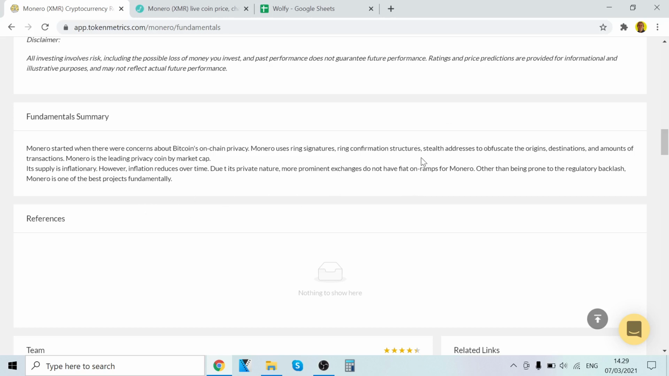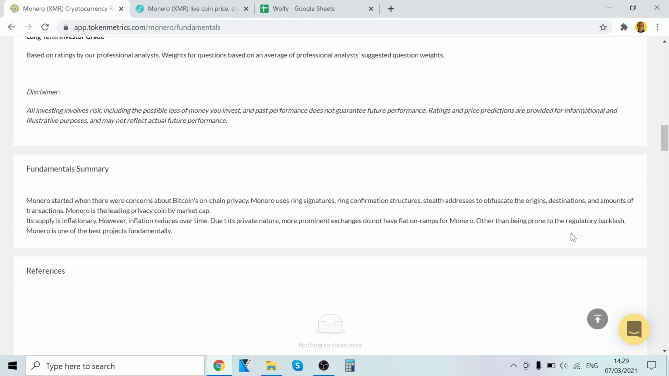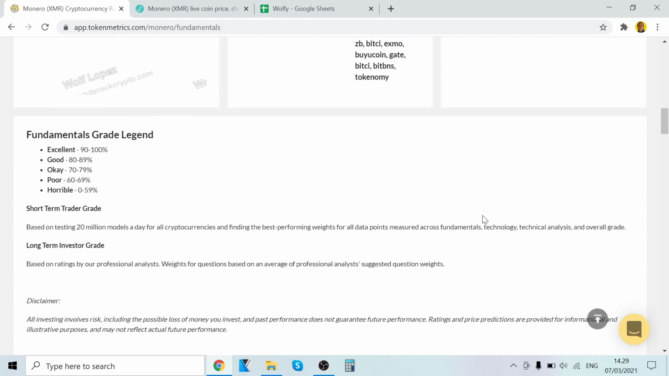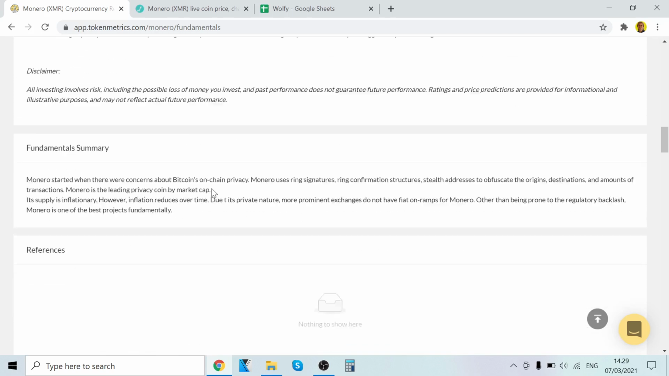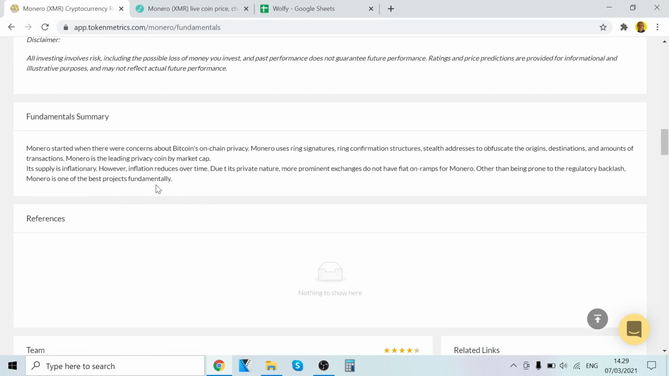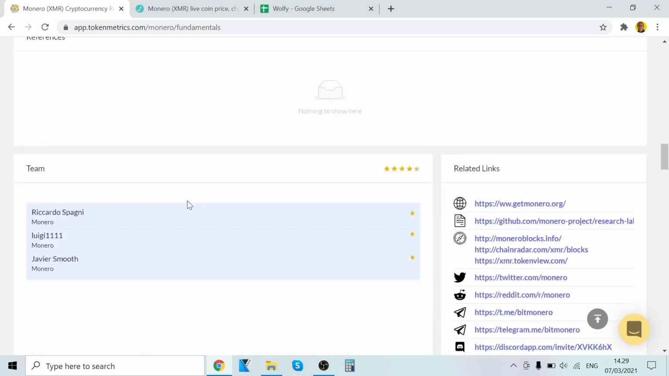There are a lot of privacy coins, for example Zcash and Monero, but one thing here is the regulatory backlash. So if there is going to be regulation on these privacy coins, it's going to be bad for the price. But fundamentally, Monero is at a very good spot.